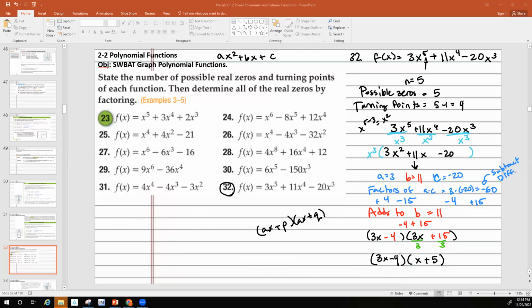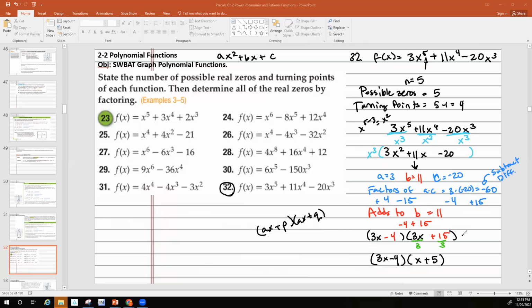And there we go. Does that work out? 3x times x is 3x squared. Negative 4 times 5 is negative 20. And 3x times 5 is 15x. And then negative 4 times x is negative 4x. Add those together: 15x minus 4x is 11x. Good, that works out.